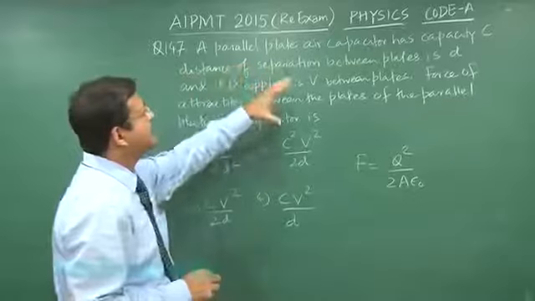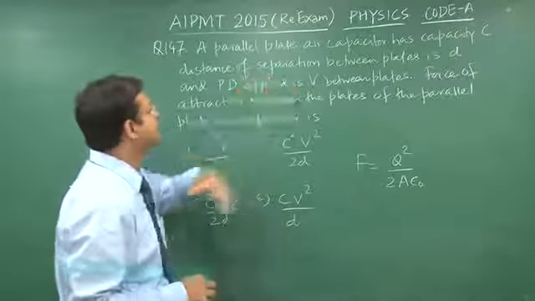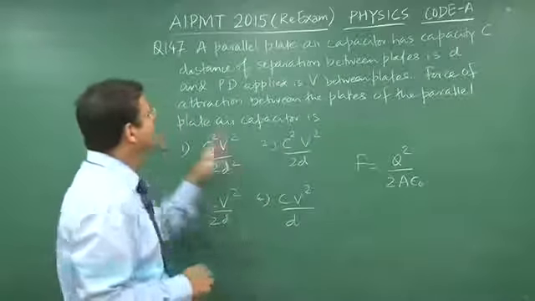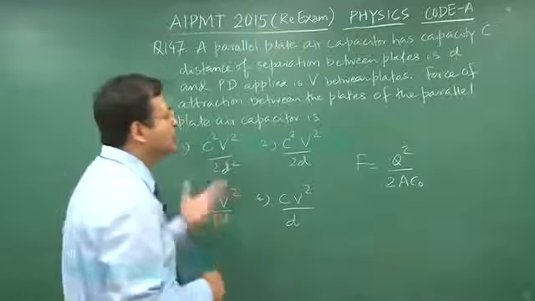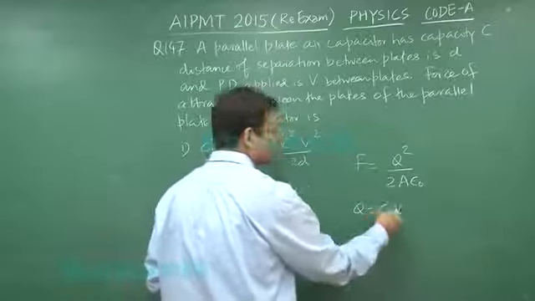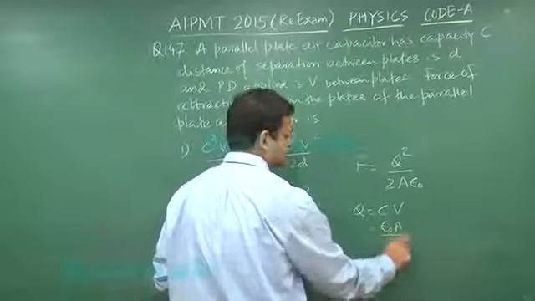They are saying that a parallel plate air capacitor has capacity C, distance of separation between the plates is D, and potential difference applied is V between the plates. You have to find out what is the force of attraction between the plates. You can always say that Q is equal to CV, and for C you can always use epsilon naught A by D. Understand?